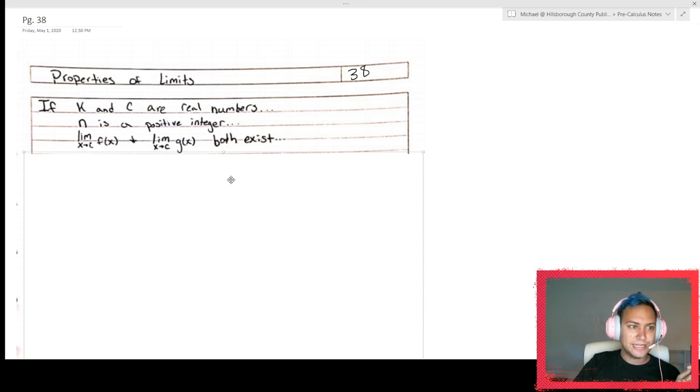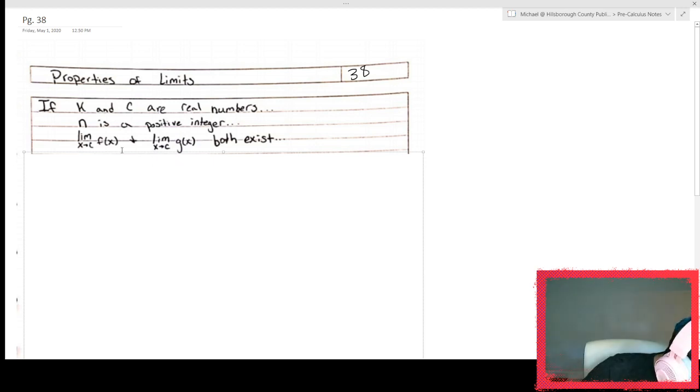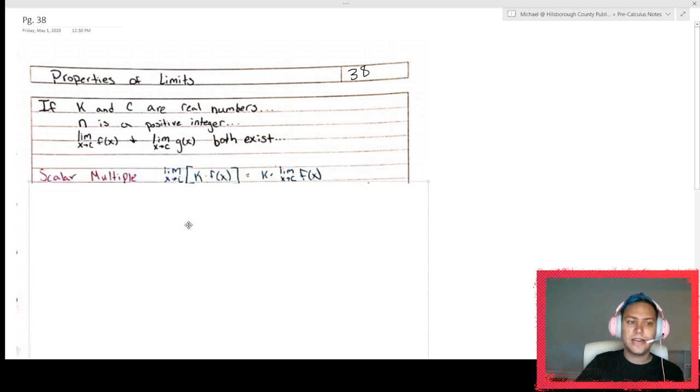So what happens is, if k and c are real numbers, where k is going to be something that is being multiplied, a scalar factor in our limits, and c is the number that we are approaching with our limit, and n is a positive integer, which will happen in your exponents, you'll see as you get down. These don't always apply. If the limit as x approaches c of f of x and the limit as x approaches c of g of x both exist, then a couple rules happen.